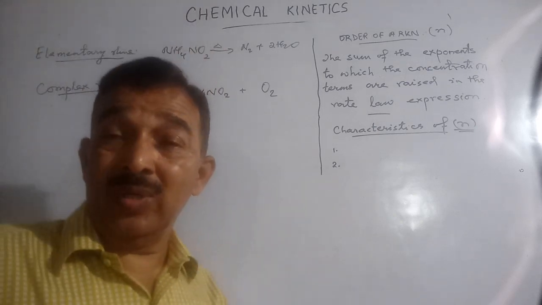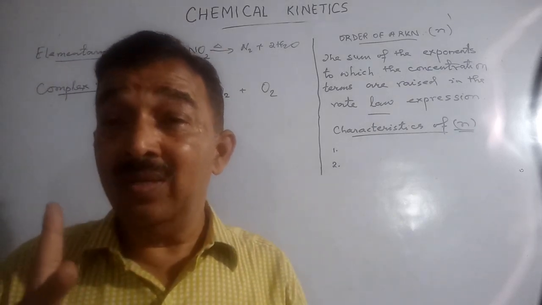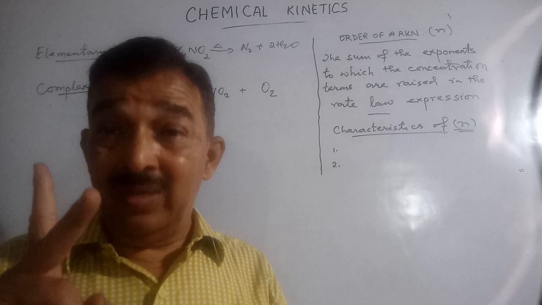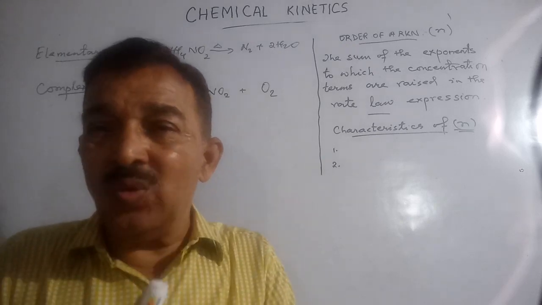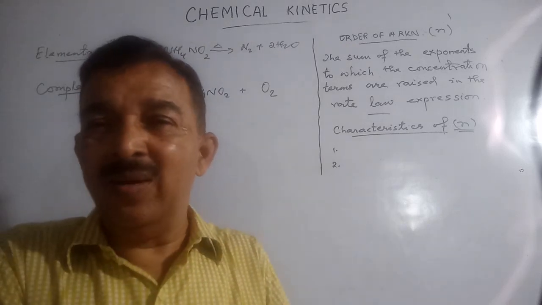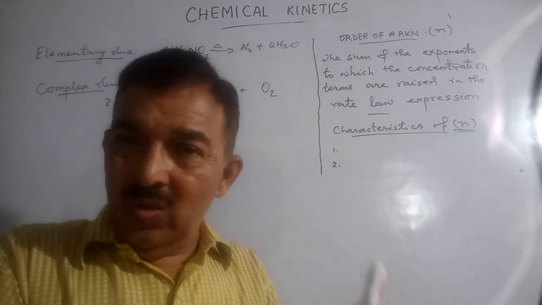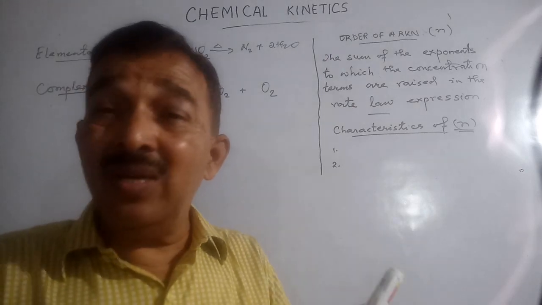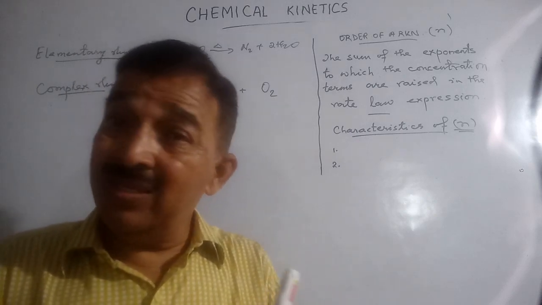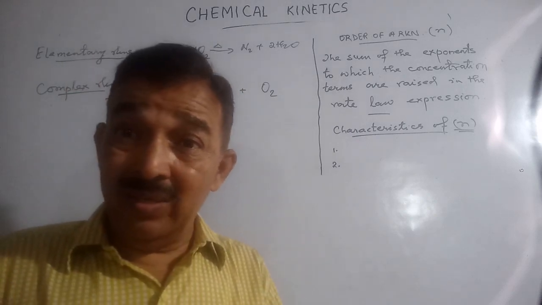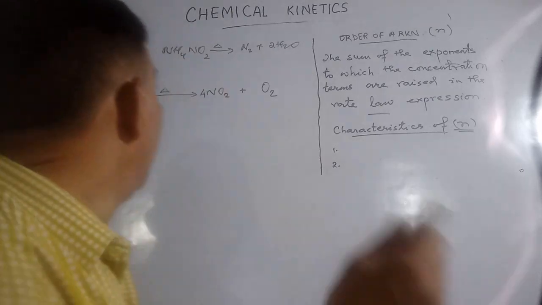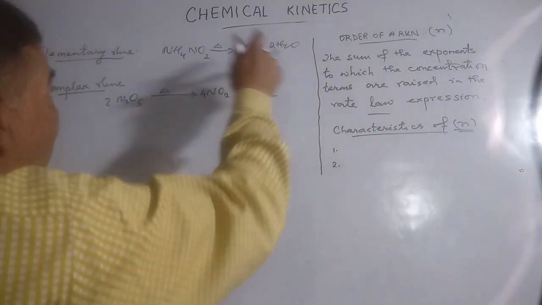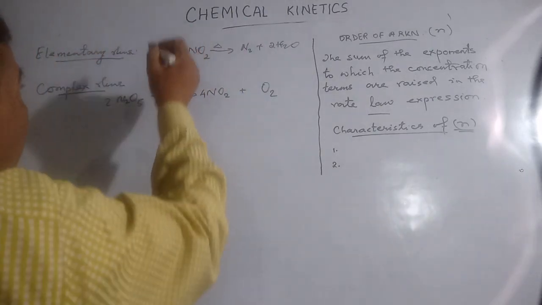There are two different reaction rates. One is called the theoretical reaction rate as per the law of mass action, and the other one is the experimental reaction rate as given by the rate law. For example, this one, which is an elementary reaction.